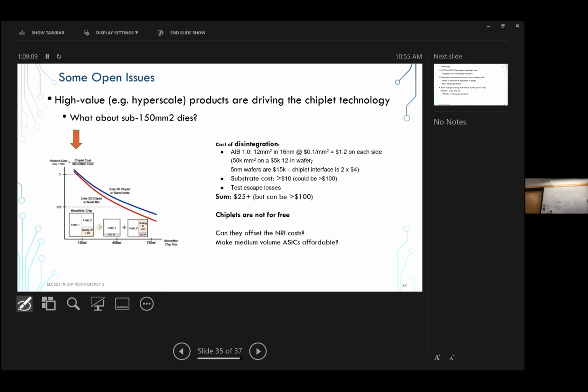There is one open issue that I would like to bring up for you to think about. If you look at this Kim-Kim's plot, the plot starts at a break-even point at 150 millimeters squared. So this is when the chiplet cost is lower than the monolithic cost. This is implying that there is no hope to introduce chiplets for products that are less than 150 millimeters square. There are plenty of products out there that are 150 millimeters square, but they're fairly expensive.